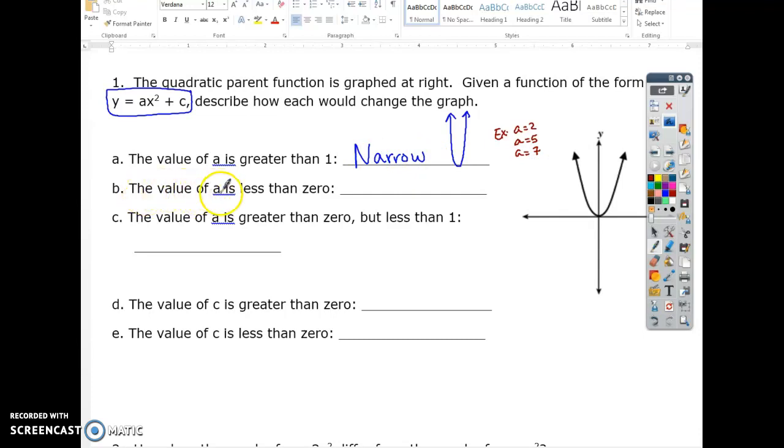This one says, what if the value of a is less than 0? Those are negative numbers. Negative numbers make it open downward. It opens downward, because anything less than 0, those are negative numbers. So if the a is negative, then you know that the graph is going to open downward.